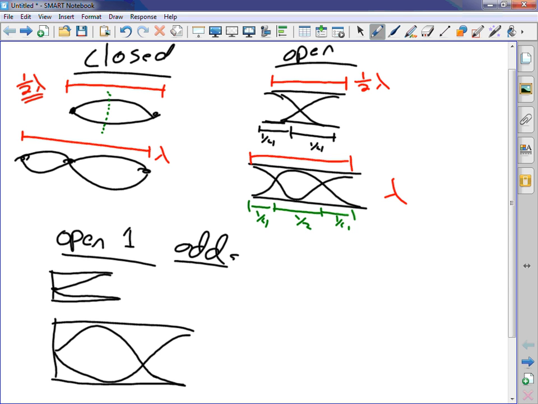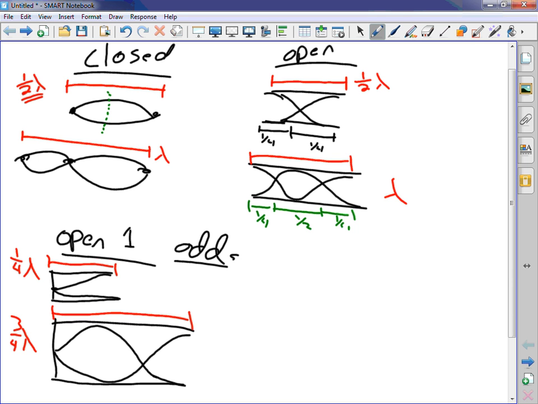Open on one end, though, is odd. We said this was how much of a wavelength? 1/4. How about this? How much is that? 3/4. Okay? So what you have just told me is the equation for standing waves.